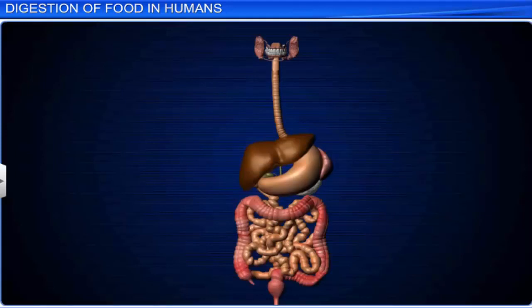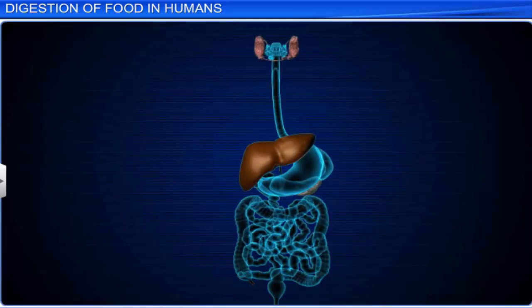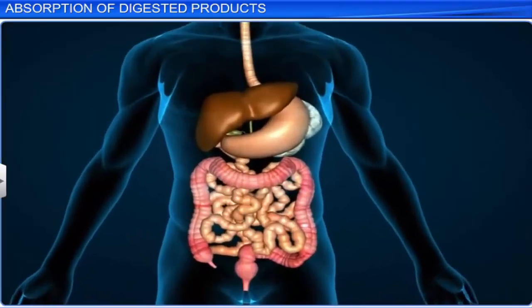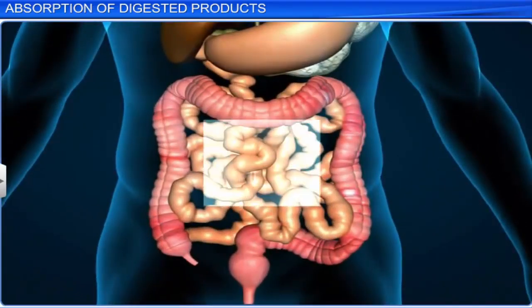Thus, different parts of the alimentary canal and digestive glands help us to digest the food we eat. Absorption of food is a crucial event in the digestion process.